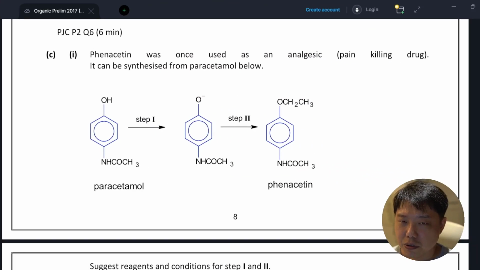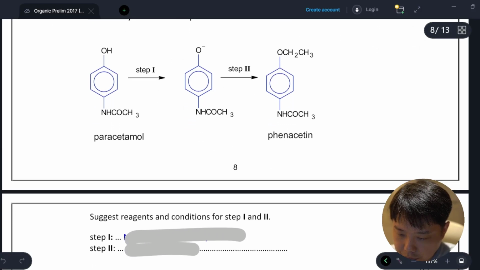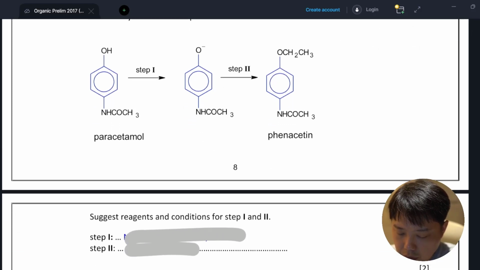Alright guys, so today let's go through this synthesis question. Okay, this one is from PJC, paper 2, question 6. Phenacetin, right, was used as an analgesic pain-killing drug, can be synthesized from paracetamol below. So you can see this reaction scheme given to you. State reagent and condition for step 1 and step 2.